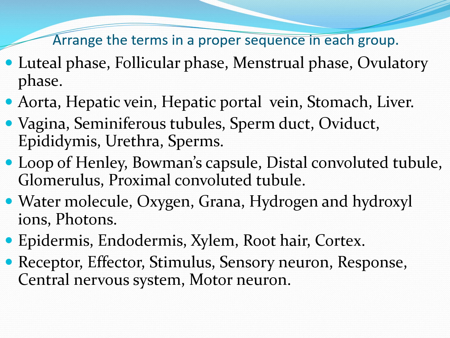So here the first term should be stimulus, second receptor, third sensory neuron, fourth central nervous system, fifth response, sixth motor neuron, seventh effector.